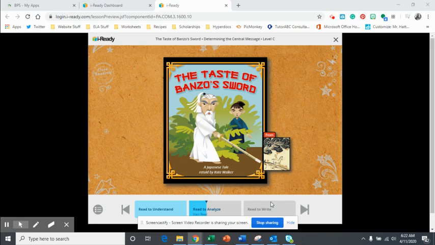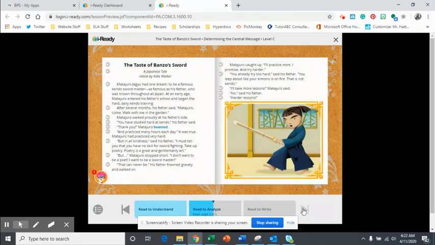All right, so this is the second read, the read to analyze. Now, this is the portion that you get assessed on. So you need to make sure that the work that you're doing, you do it thoroughly. Obviously I'm not going to go through and give you the answers to the questions. I want you to do that on your own, but I will give you a few tips on how to address the questions.